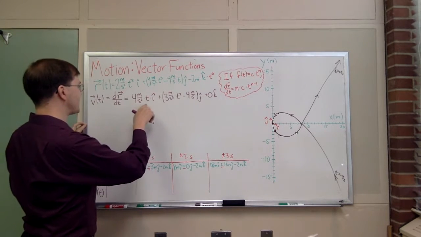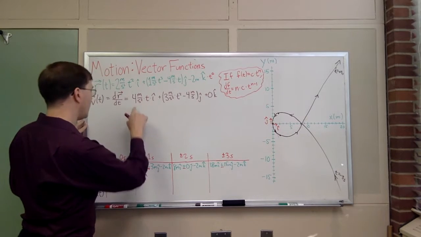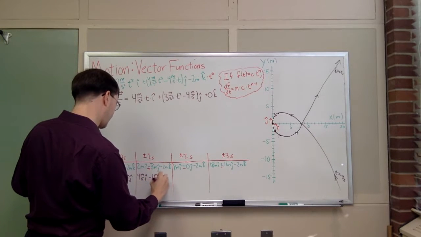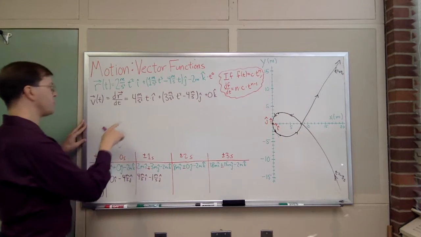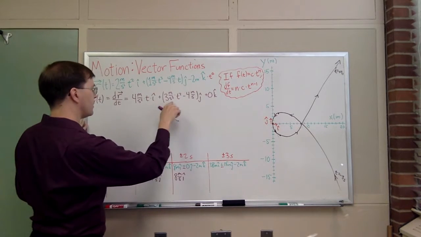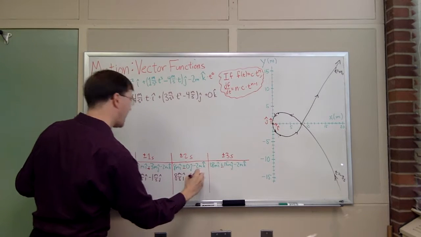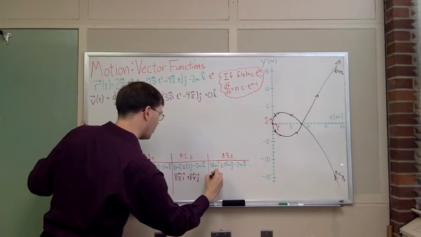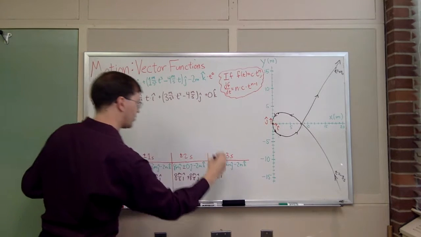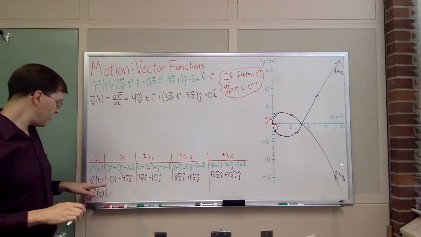Cool. For time equals 1 second, I get 4 meters per second i hat. And then 1 is 3 minus 4, minus 1 meter per second j hat. 0 k hat. For time equals 2 seconds, 2 times 4 is 8 meters per second i hat. And 2 squared is 4, 12 minus 4 is plus 8 meters per second j hat. And finally at 3 seconds, that's 12 meters per second i hat. 3 times 3 times 3 is 27, minus 4 is 23, plus 23 meters per second j hat. There I have my full list of velocities at these different times.